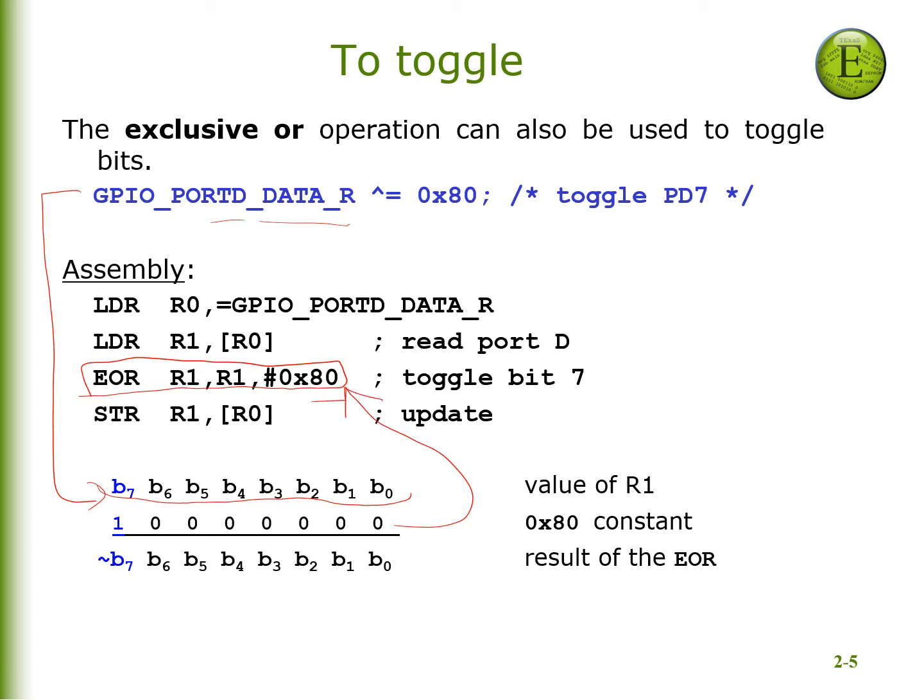So if you take an exclusive OR, only bit number 7 will be toggled because it has been exclusive ORed with the value 1. All other bits remain unchanged because the values are all zeros. So if you take a 0 exclusive OR with any bit, the bit value remains unchanged.